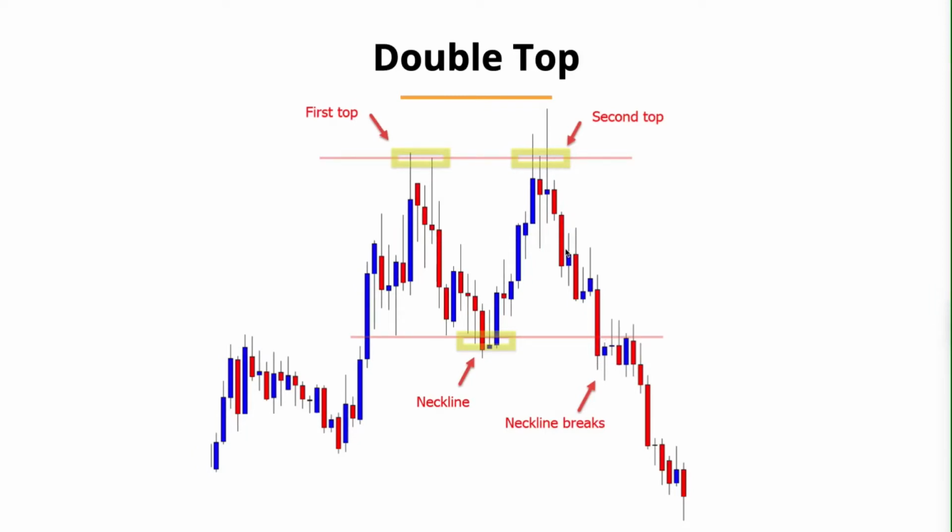The pure play, like if you picked up a textbook and read it, it would say you short when the neckline breaks, because that's saying that whoever bought it here before is gone. To make that bounce, he's gone. Okay. He doesn't have as much power. And then you would put your stop up here.